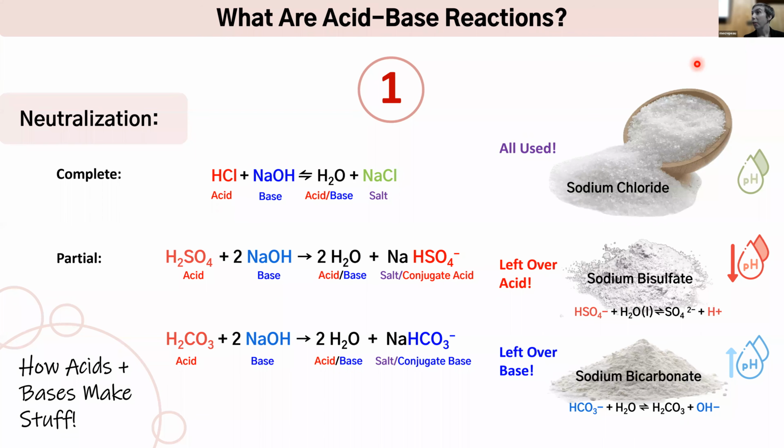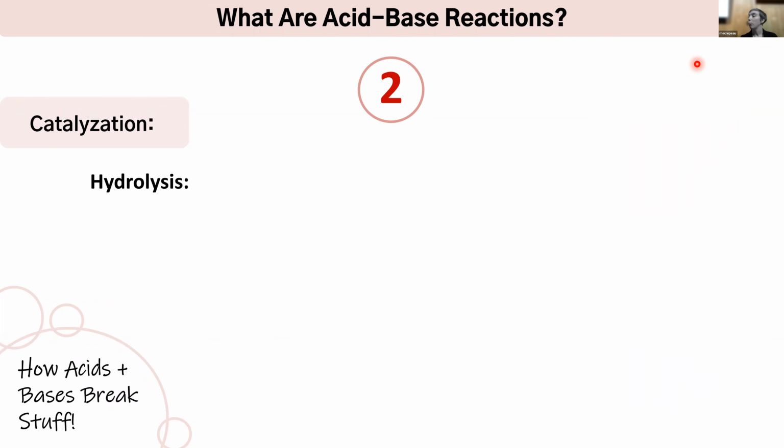So if you have acid left over, like sodium bisulfate, for example, and you put that in water, there are leftover hydrogen ions that will go into solution and make that solution more acidic. And sodium bicarbonate is a really well-known basic salt. If you put it in water, for instance, it has excess hydroxyl ions that will raise the pH of that solution, making it more basic. So those are various ways in which salt chemistry and acid-base chemistry can make things. These will be very useful to remember. We'll come back to these and see them used in real life examples in a little bit. And then we also have acids and bases breaking things.